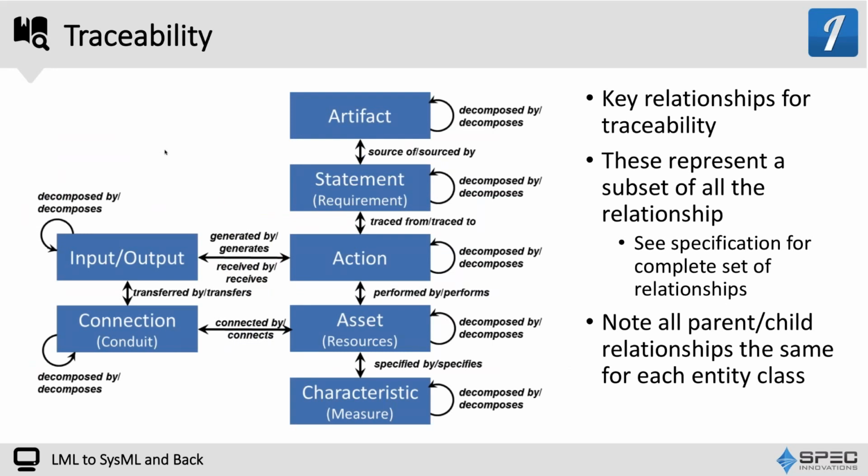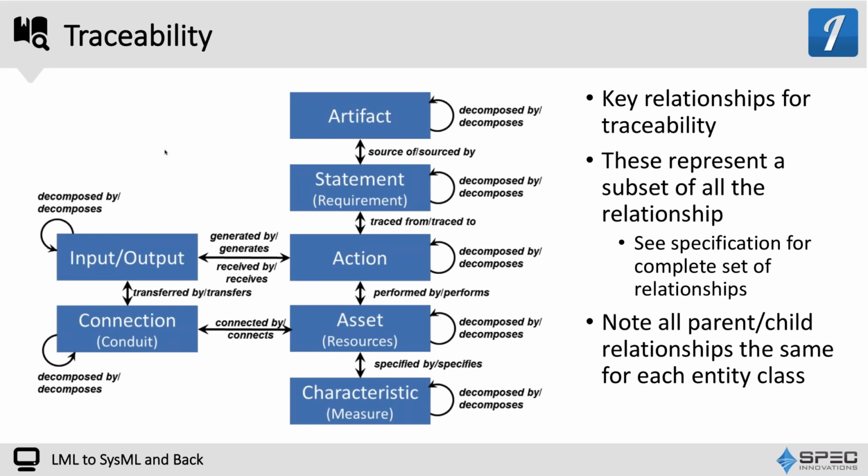relationships, and this is the traceability relationships, particularly. And again, I hope you can understand that when you see the circular, it's showing that's a hierarchical relationship. So all the hierarchical relationships are decomposed by and decomposes, as I mentioned earlier. And some of the other traces, sourced by, traced from, performed by, specified by, again, give you that vertical traceability set between the different things.